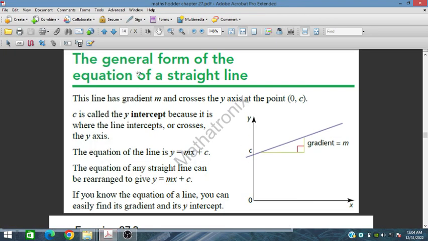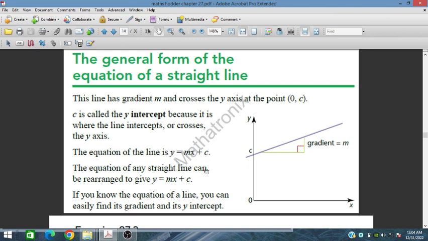Bismillahirrahmanirrahim. In this session, we will discuss the general forms of equation of a straight line. A straight line is represented by a gradient and an intercept. So the line has a gradient m and crosses the y-axis at point (0, c). This c is the y-intercept, and this slope is the gradient, which is equal to m. So for this straight line, we will write the equation y = mx + c.